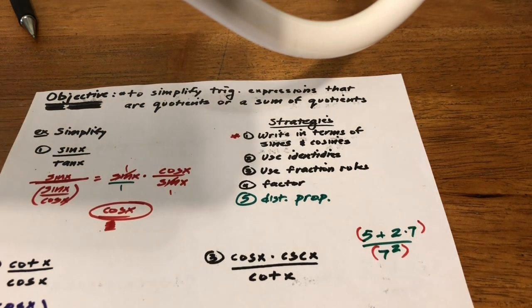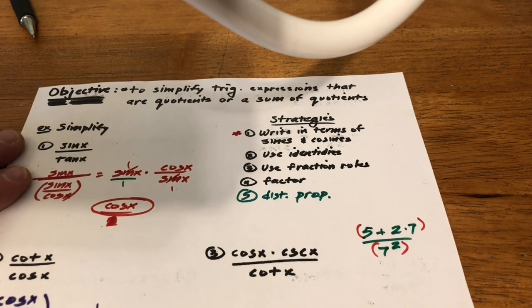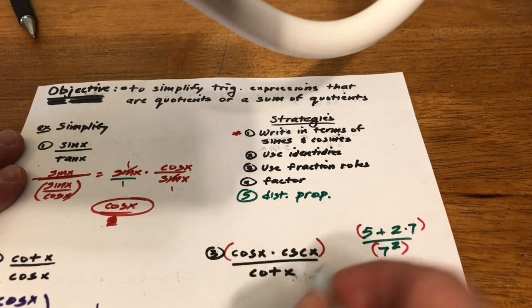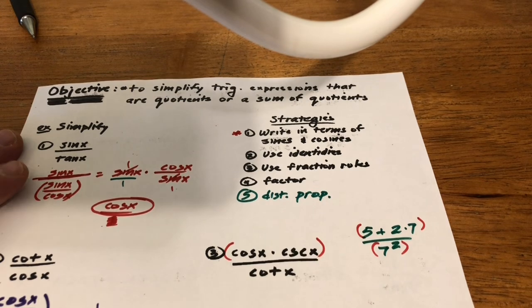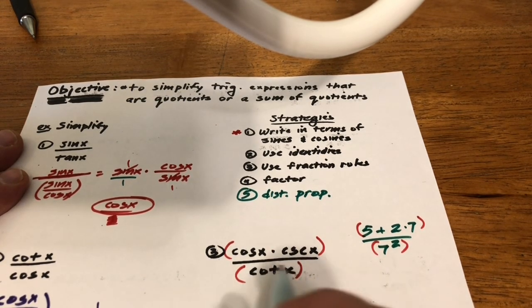And that big idea is what we're going to end up using in number 3. So let's take a look at number 3 together. In our numerator right here, we've got cosine times cosecant. I'm going to put parentheses around it, which means we've got to clean that up first. And then cotangent, well, there's not much to clean up here. But let's go ahead and start this problem.